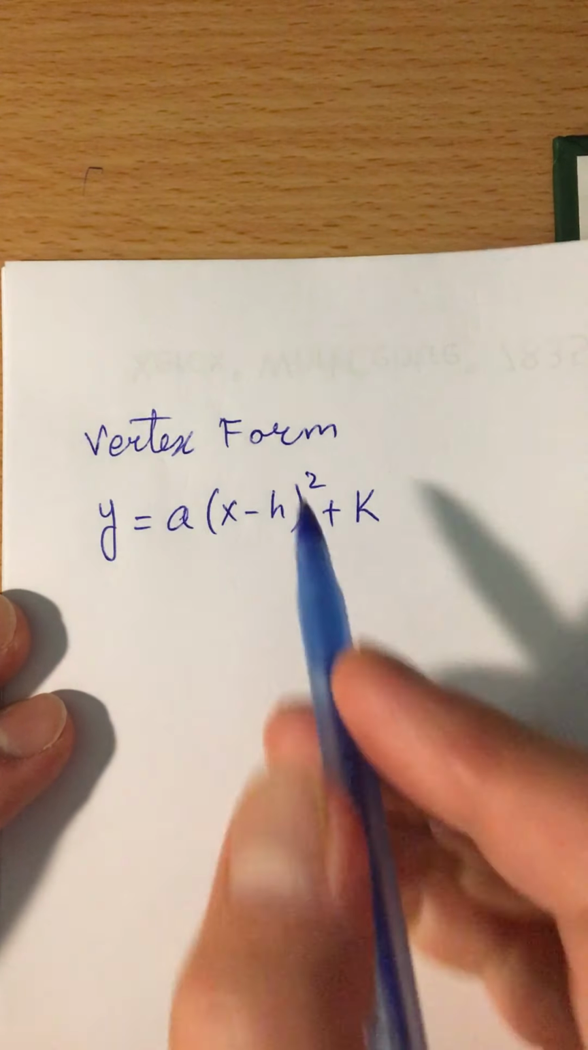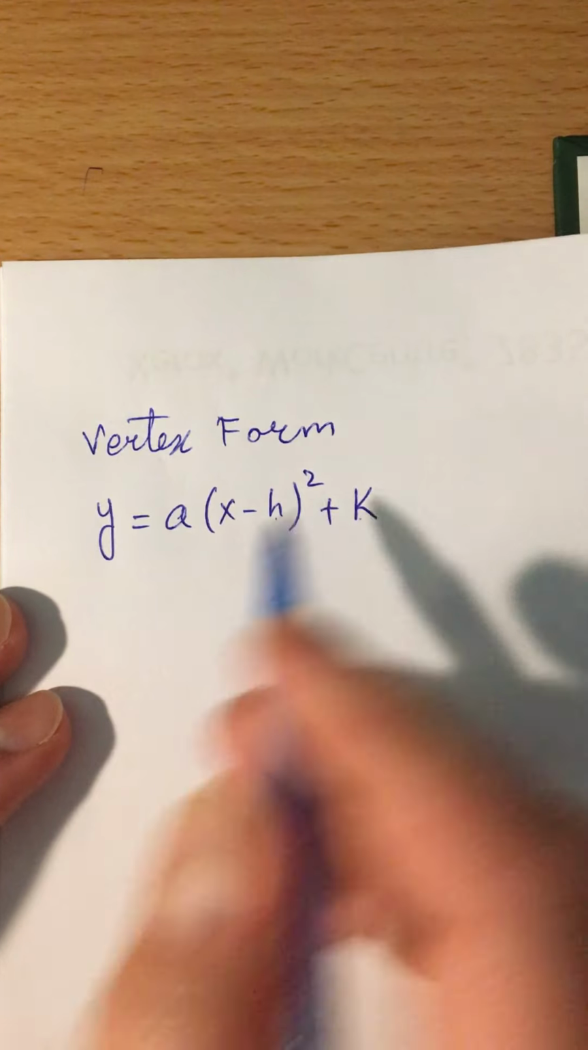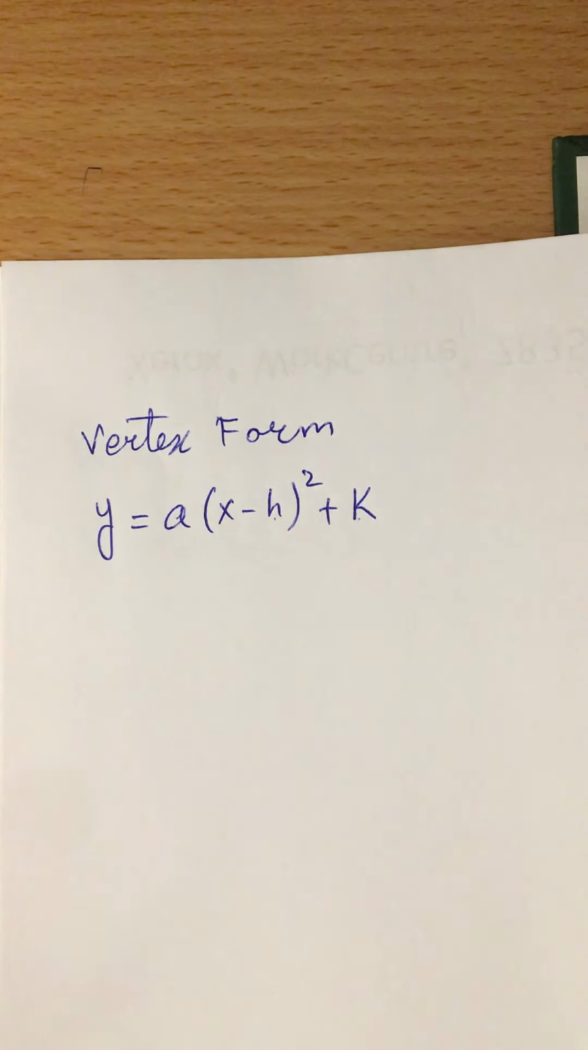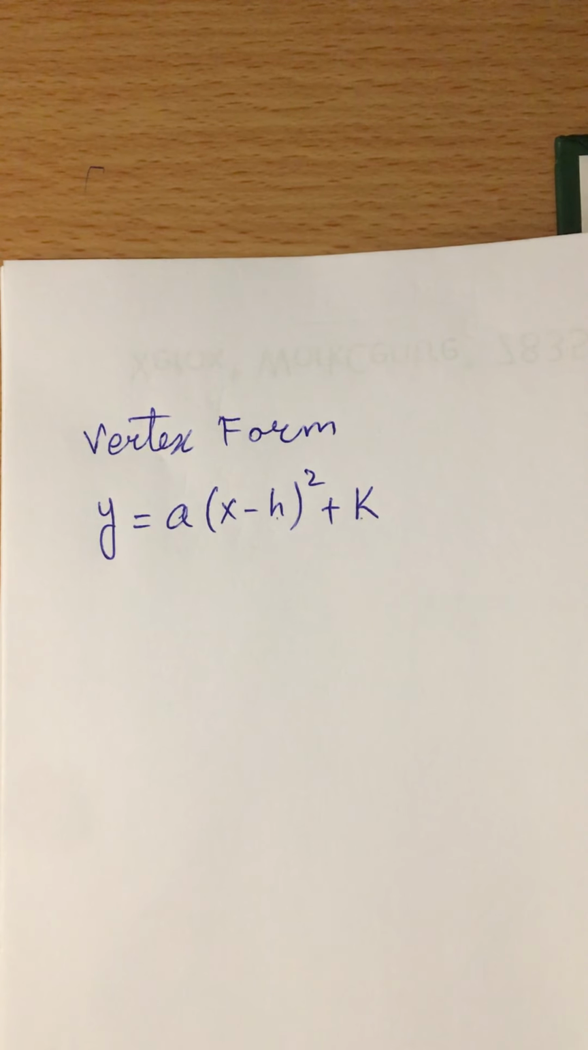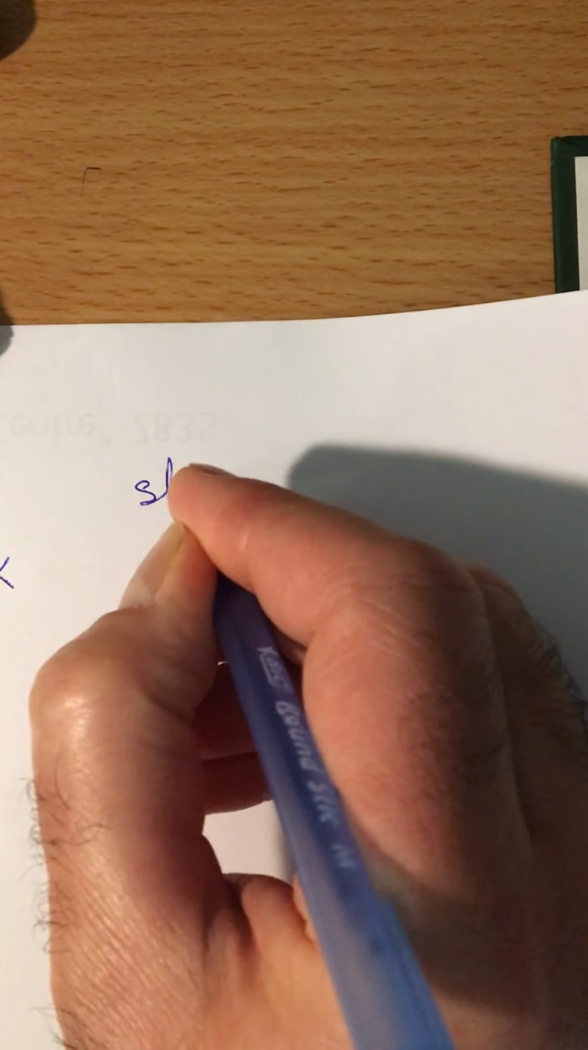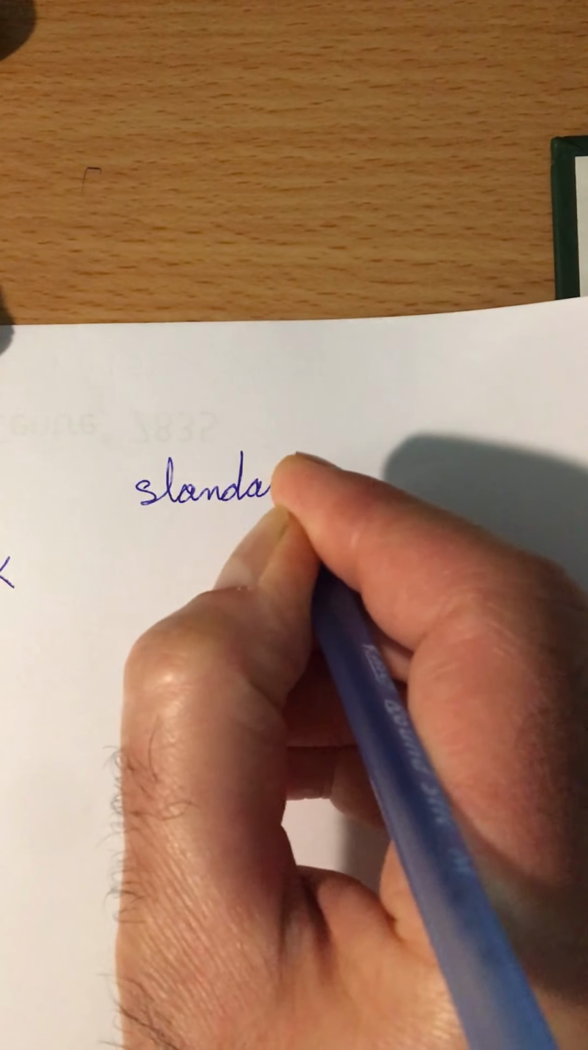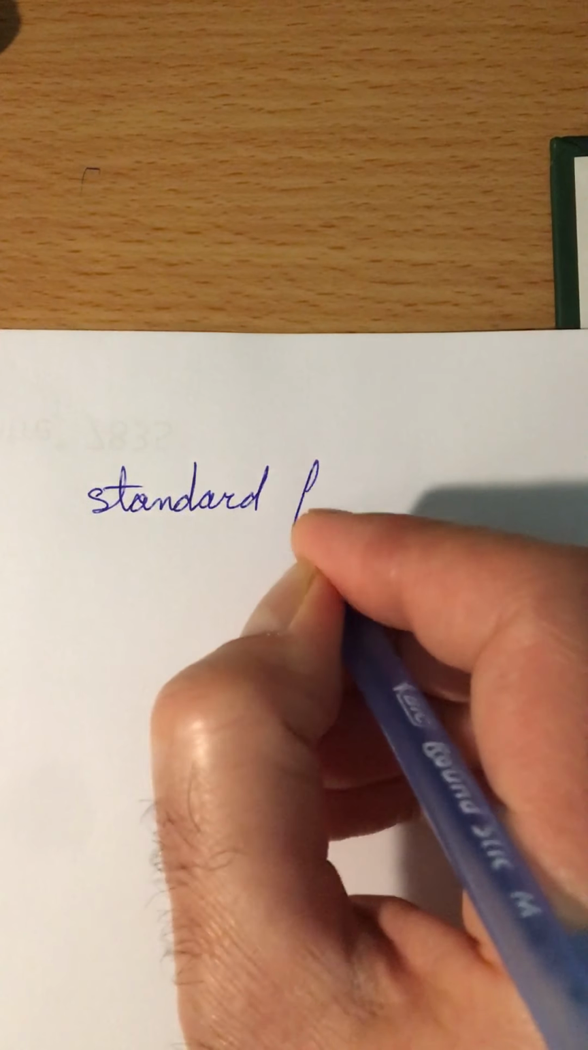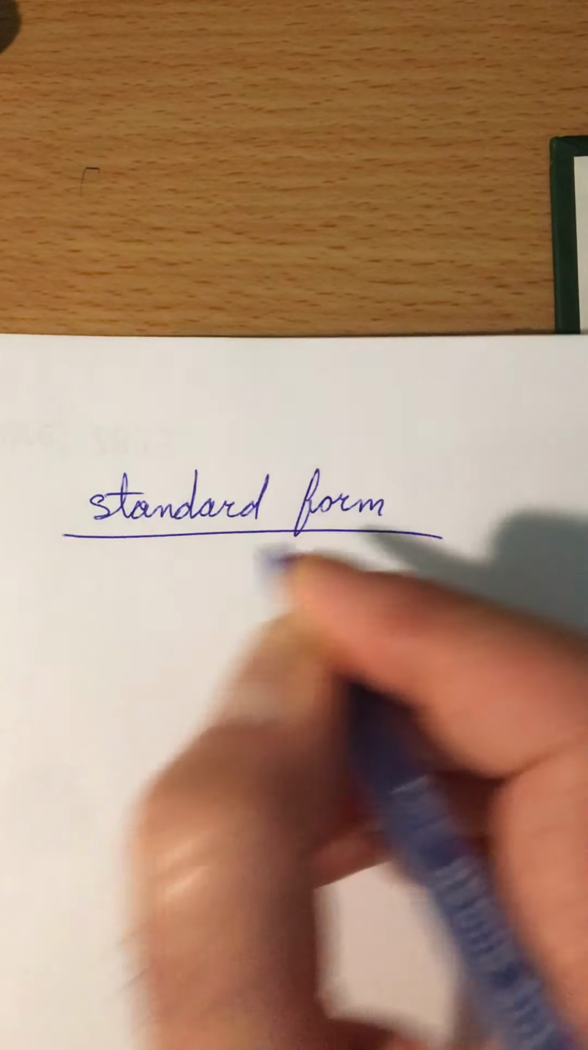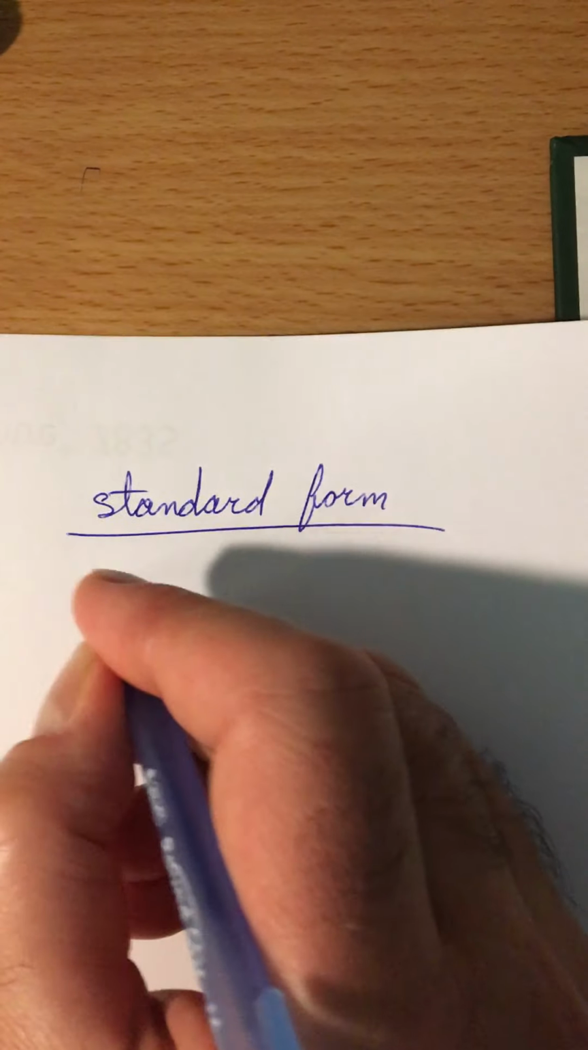Why do we call it vertex form? Because the h and the k are the coordinates of the vertex of the parabola. So if you have it in this form, you automatically know where your vertex is. That's why we call it the vertex form. And then we have the standard form, which is this way.